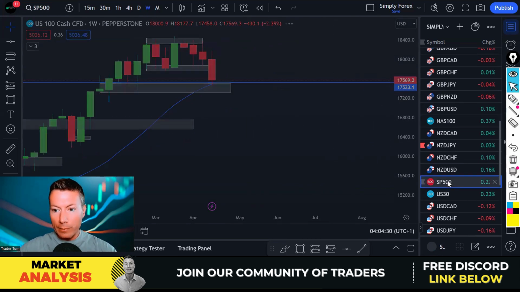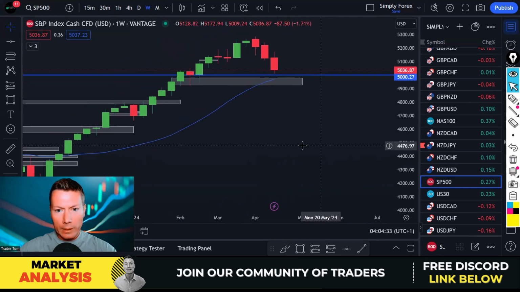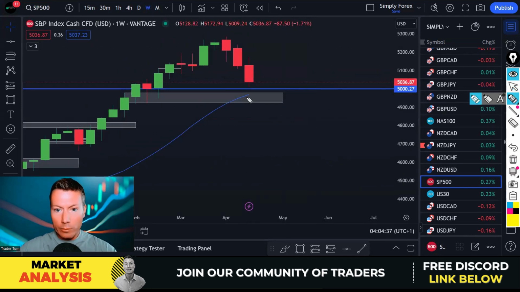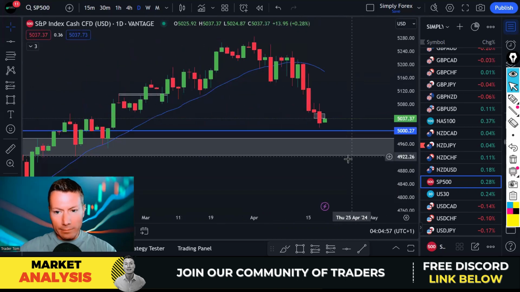If we now look at S&P 500, okay, we're starting with the weekly chart this time. I would suggest this weekly chart still has a little bit more room to the downside, to the moving average 20. And I like this 5,000 psychological level. That is such a big psychological level. So I think we have a little bit more room down to there. And if we look at the day chart, yeah, it looks like we do.